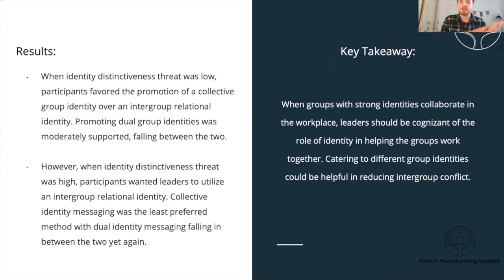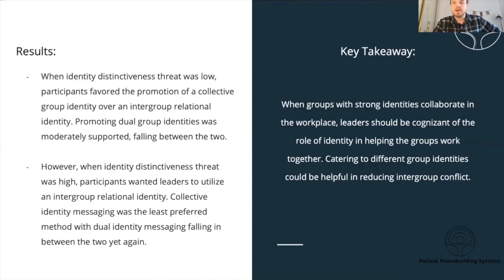But when identity distinctiveness threat was high, participants wanted leaders to utilize an intergroup relational identity so they could retain their own individual group identities and recognize the benefits of those differences to work together. Collective identity messaging was least preferred in this case, and dual identity similarly fell in between the two.